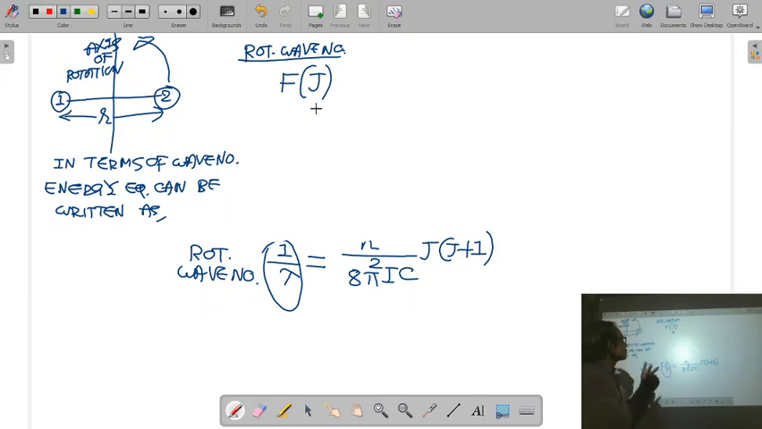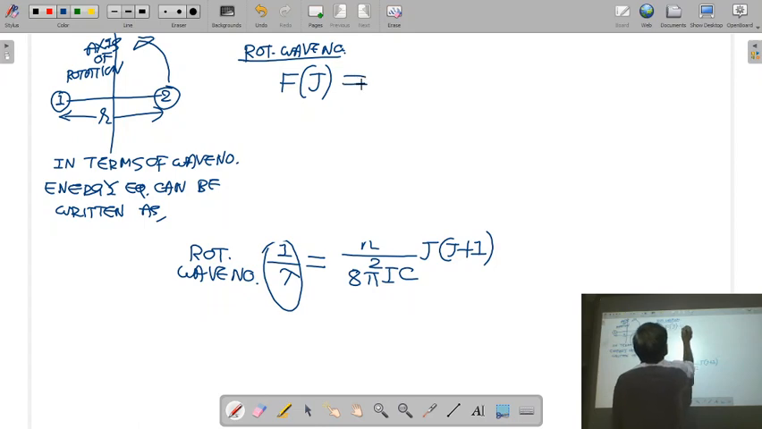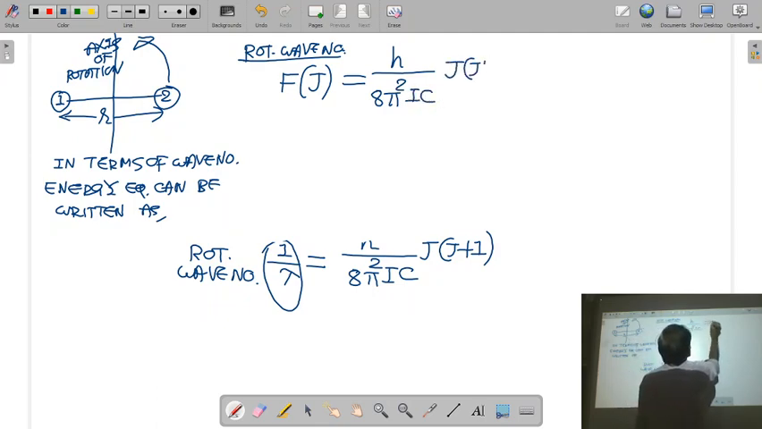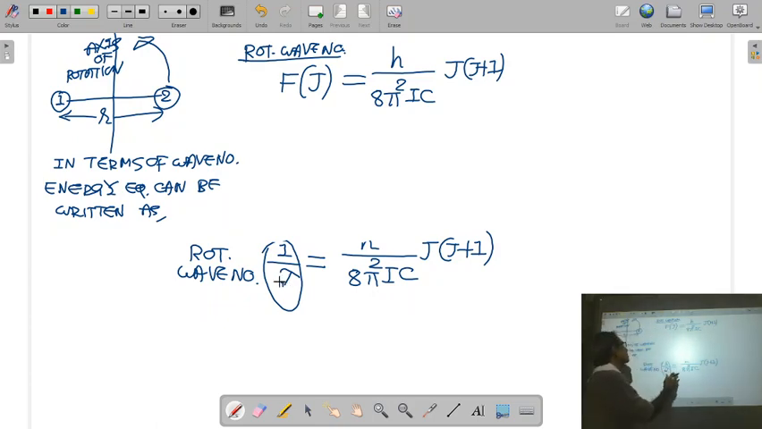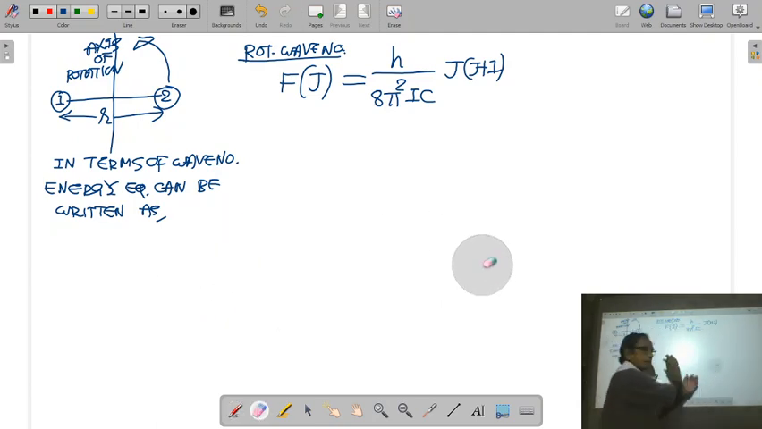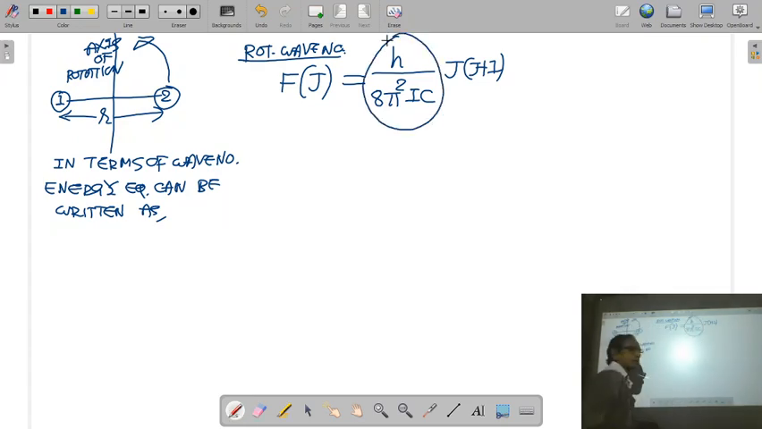It depends on J. So I have written the rotational wave number F(J) is equal to h upon 8 pi square Ic J into J plus 1. So rotational wave number 1 upon lambda is denoted by symbol F(J), which is equal to h upon 8 pi square Ic J into J plus 1. Now this h upon 8 pi square Ic is a constant term.